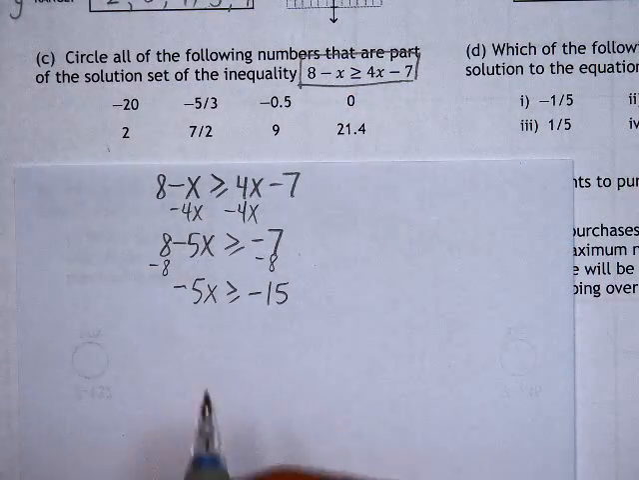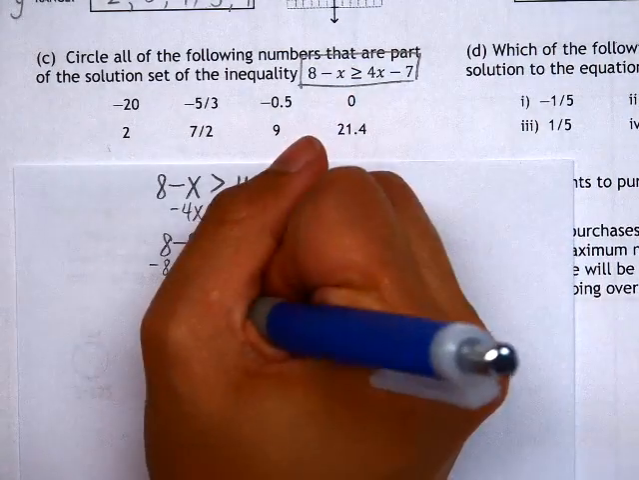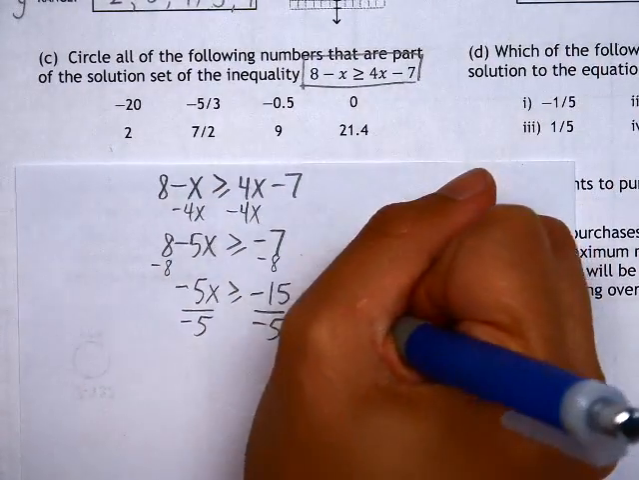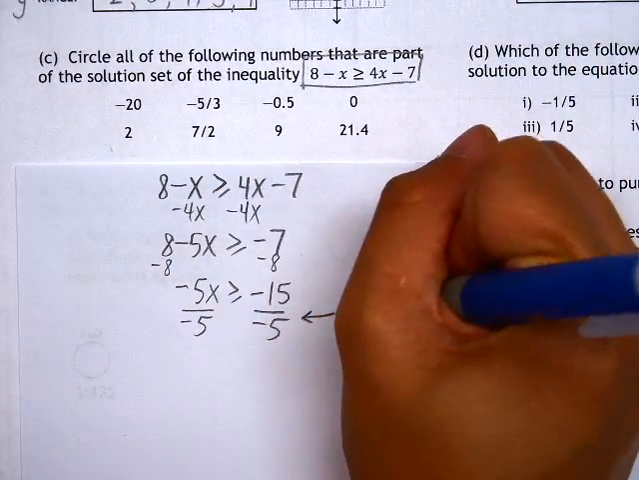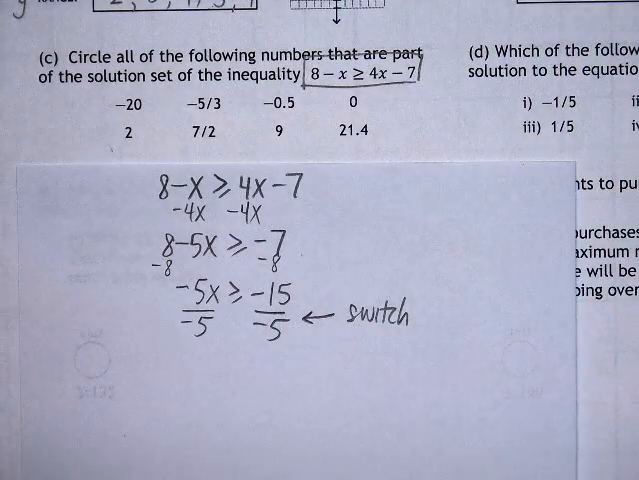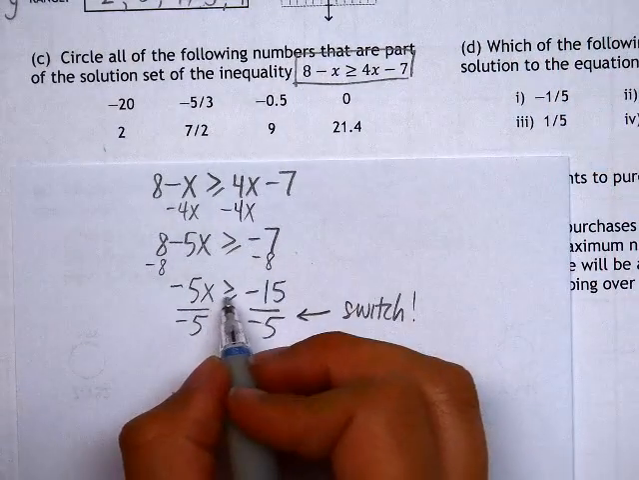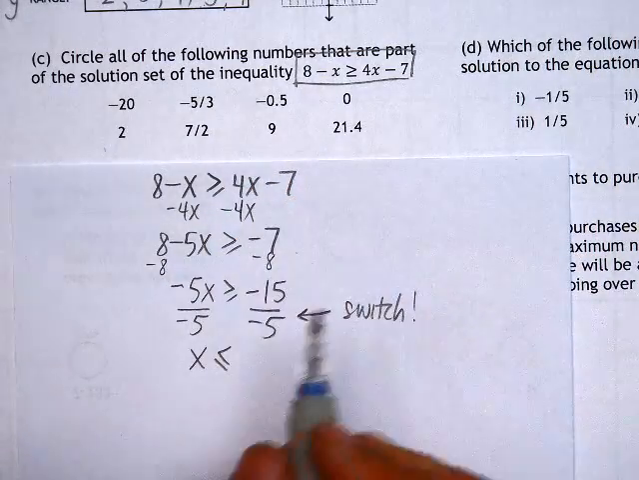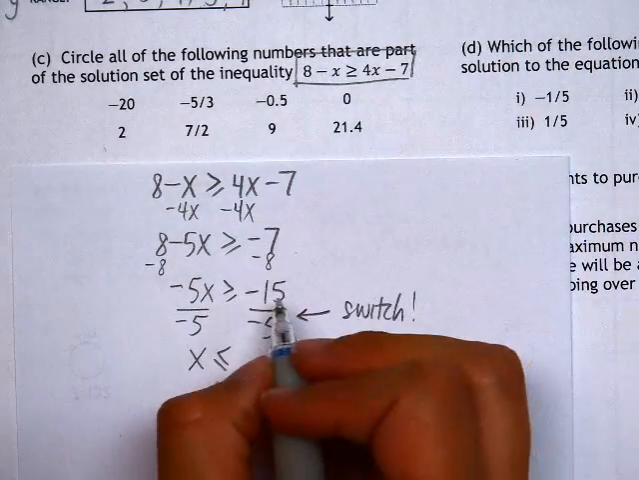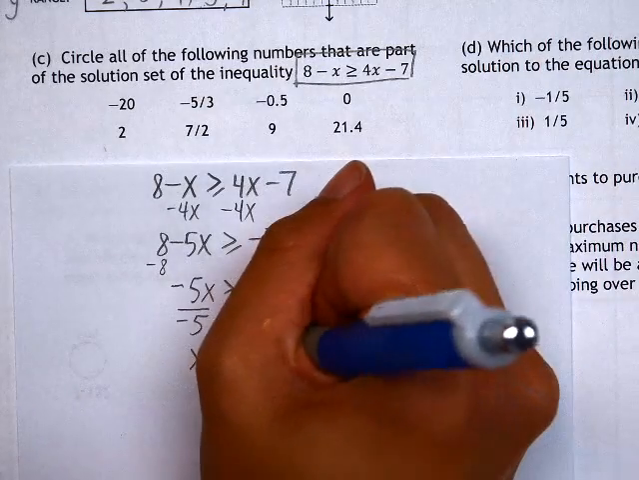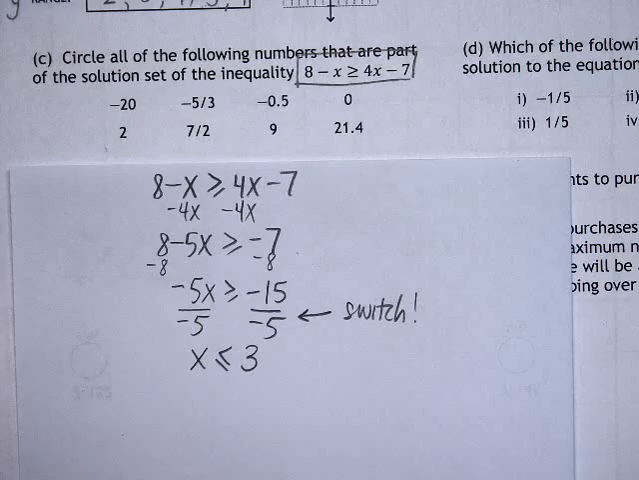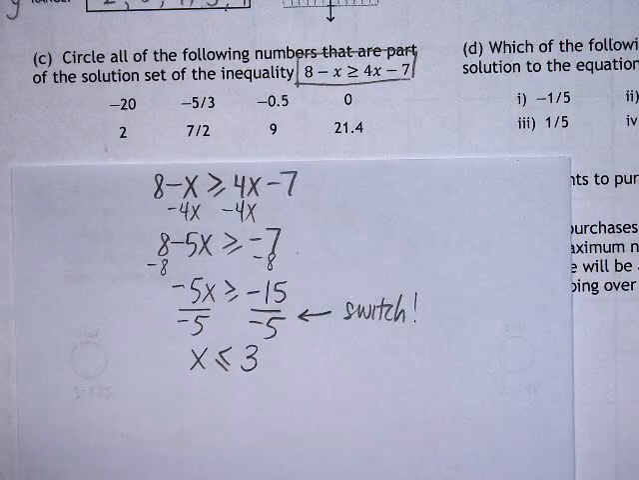The last step here to get x by itself would be dividing by that negative 5. And since I'm dividing by a negative number, remember that means we're going to switch that inequality sign, which means the greater than or equal to now switches directions and becomes less than or equal to. Negative 15 divided by negative 5 is now positive 3. So we know we have an answer. X has to be less than or equal to 3.